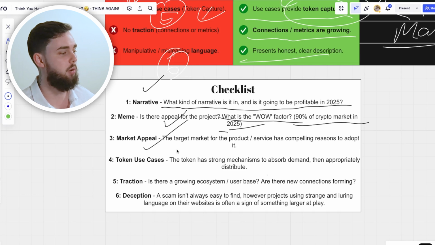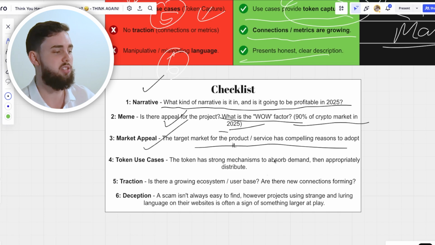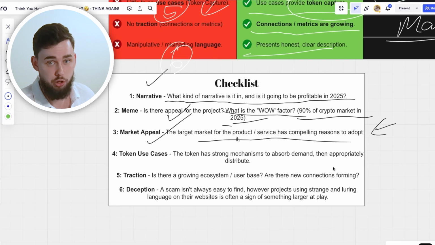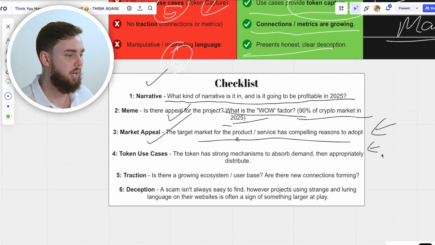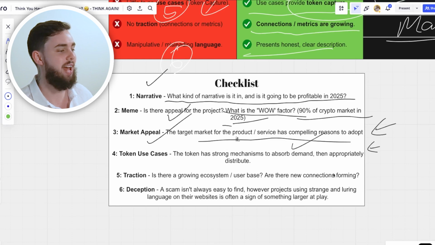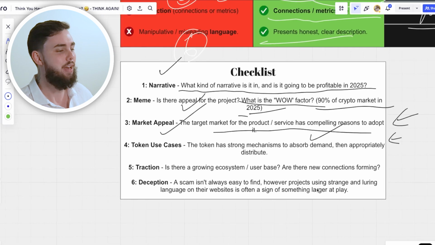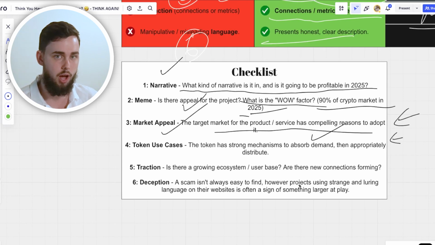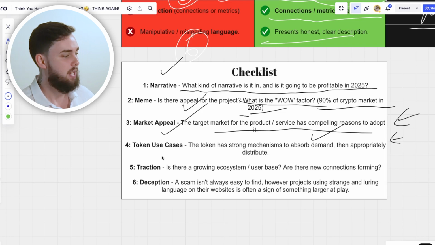Number 3, market appeal. The target market for the product/service is compelling and has good reasons to adopt it, right? So obviously you want the people that are actually intended to use the product to have a good reason to use it or develop on it or whatever it might be, right? Number 4, token use cases. The token has strong mechanisms to absorb demand, then appropriately distribute. So how are the mechanisms taking it out of the supply, token fees, and other sorts of things like bonding and staking, and then from there, how is it removing it from the supply so the price can go up ultimately? Number 5 is traction, right?